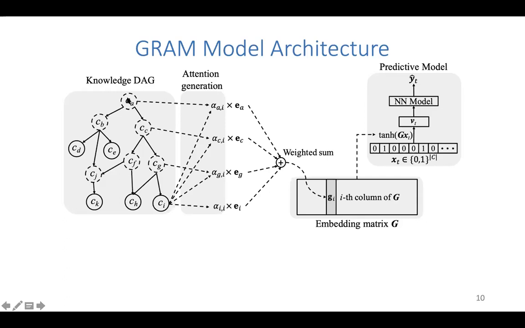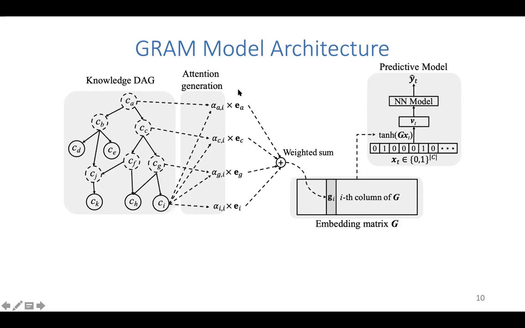And how are we going to derive the convex weights? It's basically using attention. So these are the attention weights: alpha A,I, alpha C,I, alpha G,I, and alpha I,I itself. So there are four different attention weights that we need to derive, for which we're going to use an attention function, basically just feed forward neural networks. And then based on the attention weights, we're going to do a weighted sum of the individual embeddings of the individual concepts here.